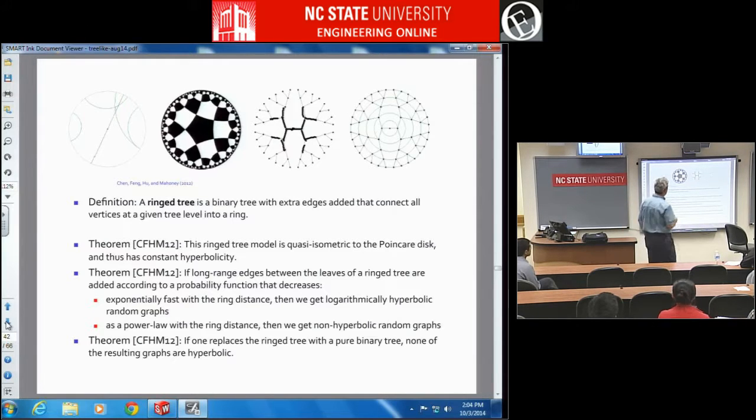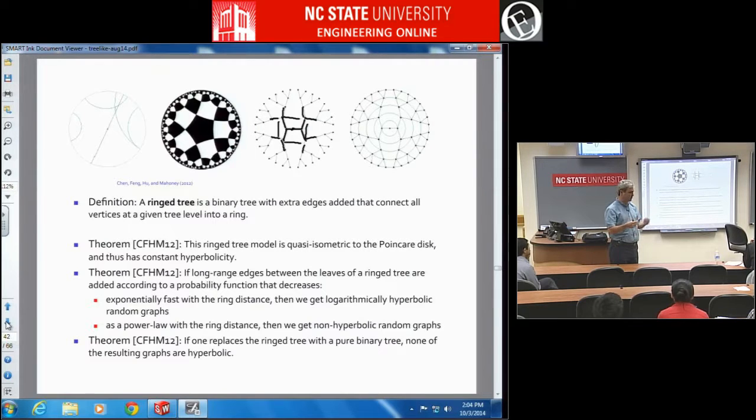People talk about hierarchies of binary trees. That's a binary tree. What if I add edges between levels on each binary tree? If I add edges like that, that thing is the Poincare disk up to some small distortion. That thing is quasi-isometric to the Poincare disk. So that thing is a tree in the soft sense of the word.